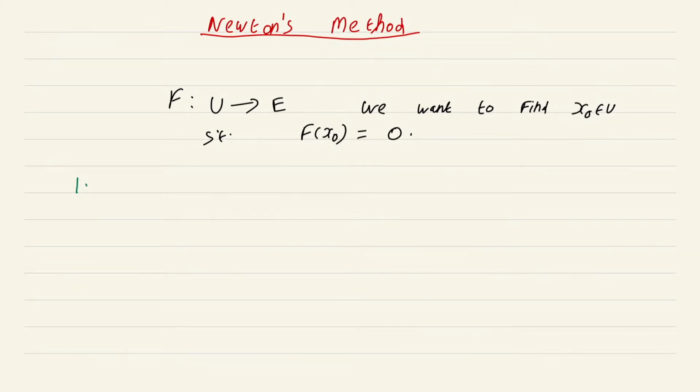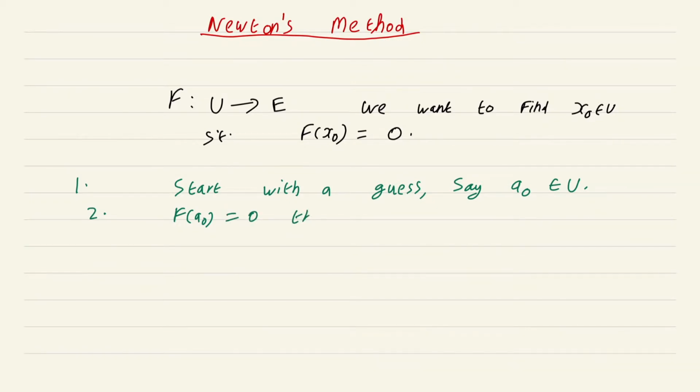So here is the abstract Newton's method for solving this problem of finding a point x naught such that f of x naught is 0. Start with a guess, say a naught. Step 2 is: if f of a naught is equal to 0, then we are done. But this is not going to happen in the real world. No one is that lucky.